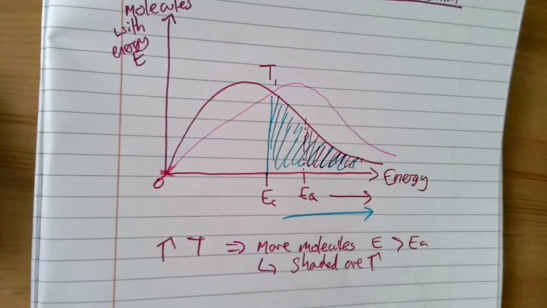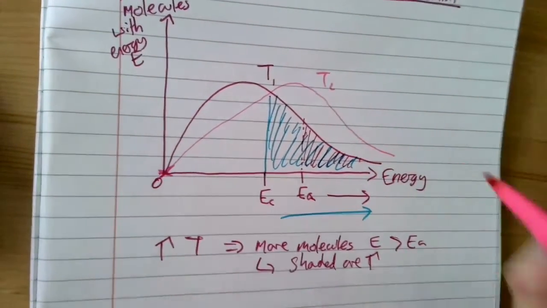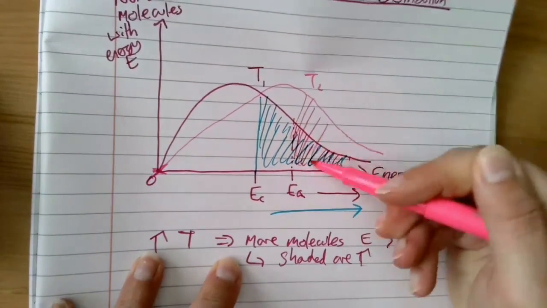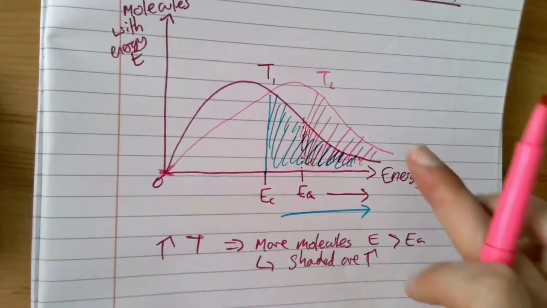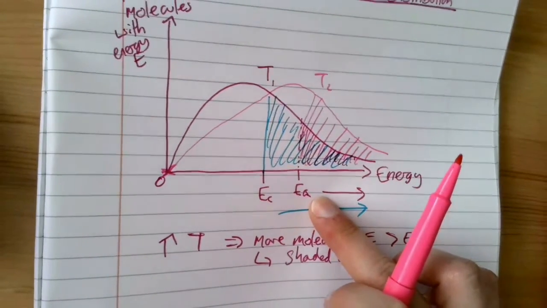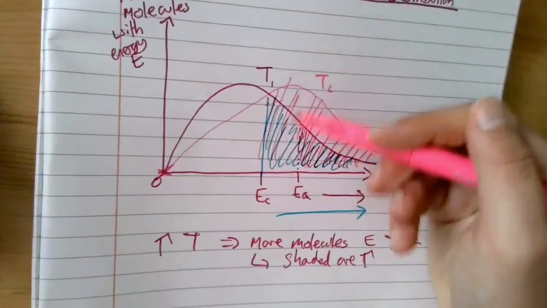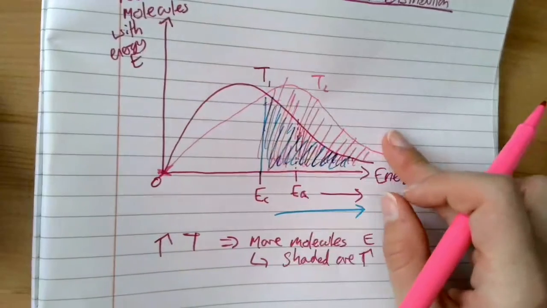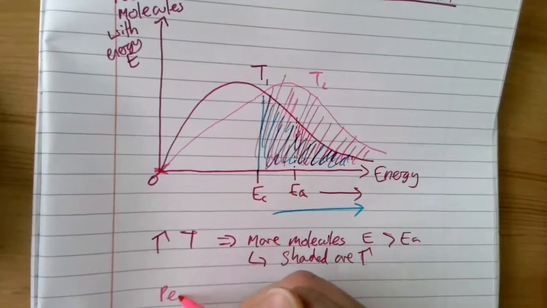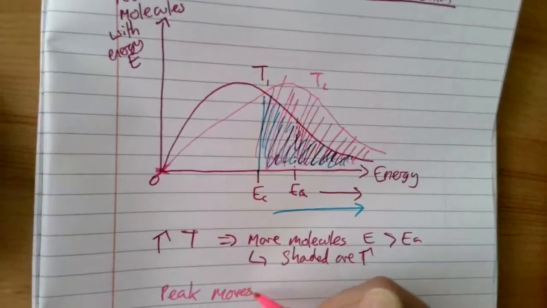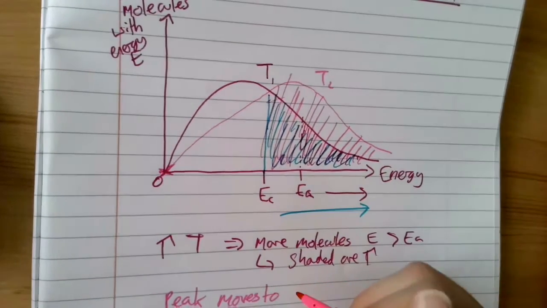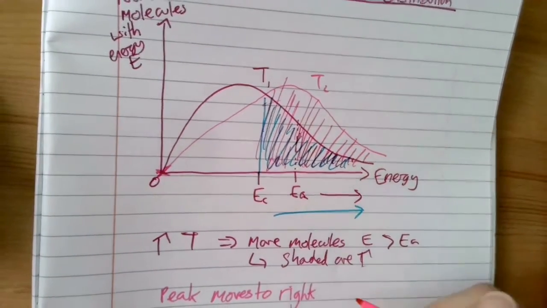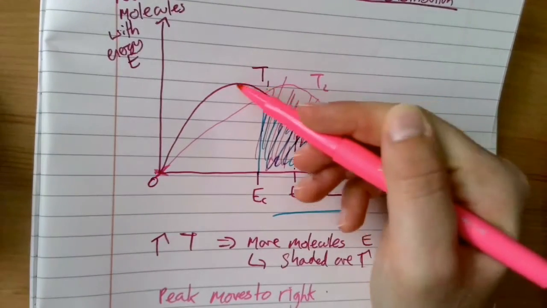Sometimes you'll often see it lower, but the point is that we now have all of this that is greater than our activation energy, greater than our activation energy when a catalyst is used, due to that larger shaded area. So our peak moves to the right, and it never crosses, so it only crosses the T1 line once.